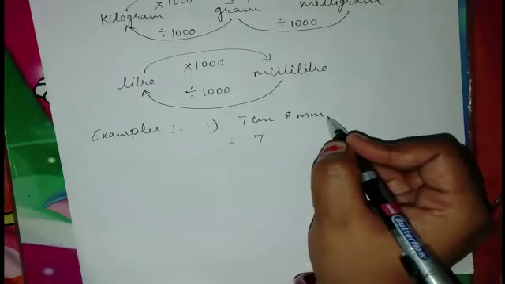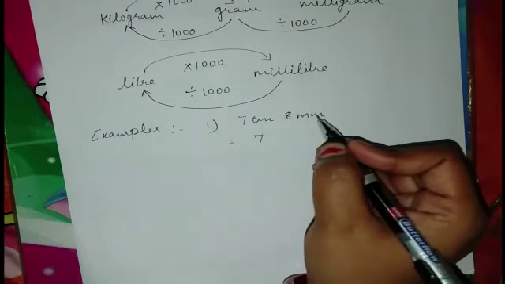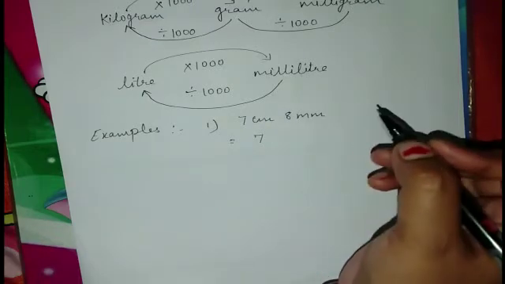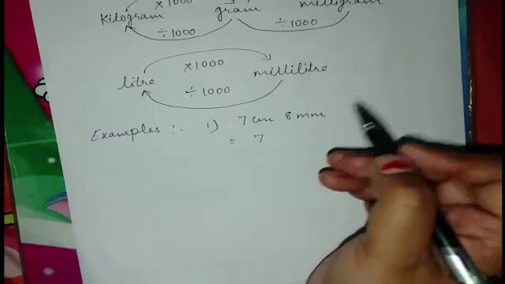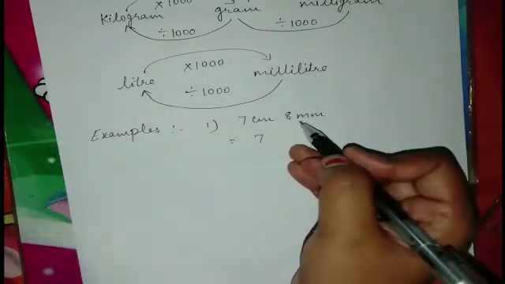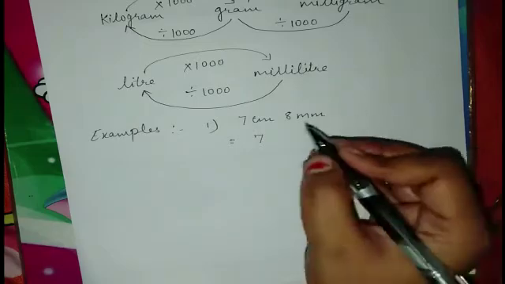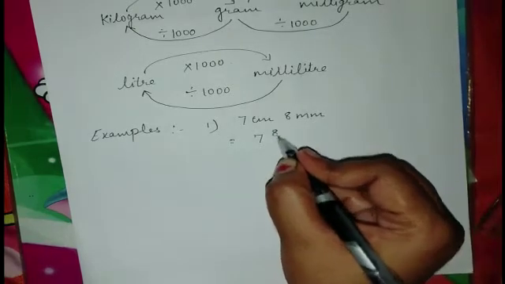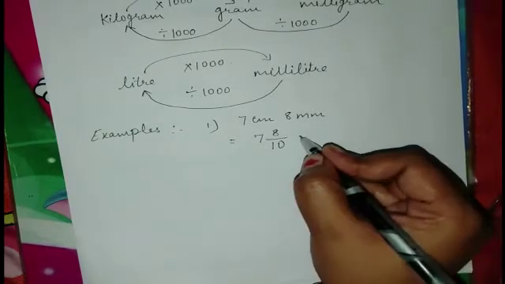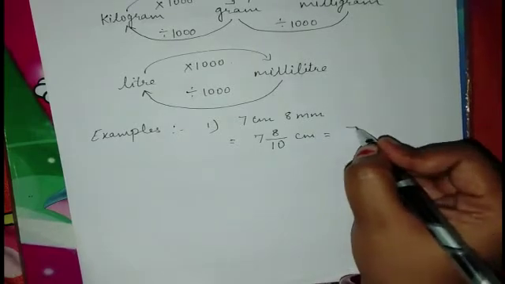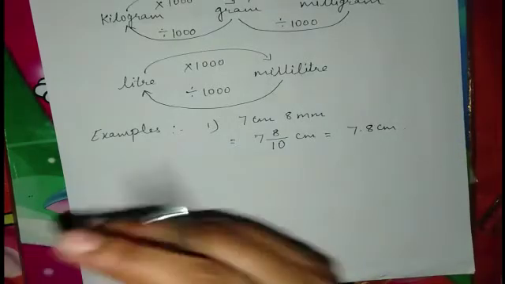8 millimeter. Millimeter to centimeter, it means 1 centimeter is equal to 10 millimeter. So what will we write? 8 by 10, because we have to do the division. We go lower to higher, millimeter to centimeter. What will we do? We will do the division by 10. So we write 8 by 10, it means 0.8. We will write in centimeter. So 7.8 centimeter. Okay, got it?